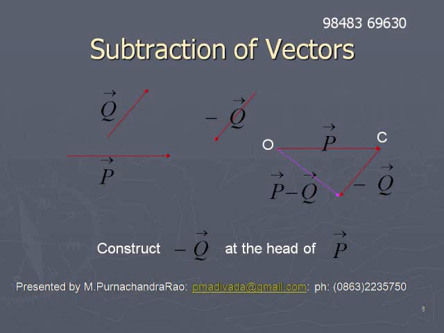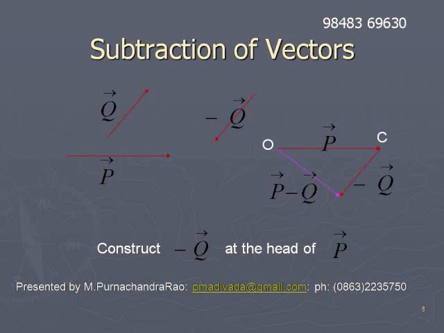So first take the minus q bar vector, draw the minus q bar vector. I have shown here p bar and q bar, and then in the middle I have shown the minus q bar vector. Now construct the p bar vector, that is written as OC. C is the head of the vector p bar.